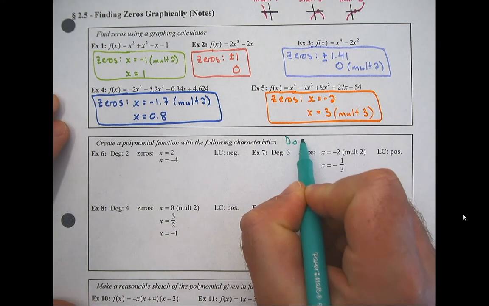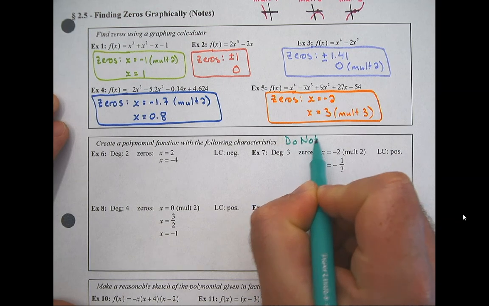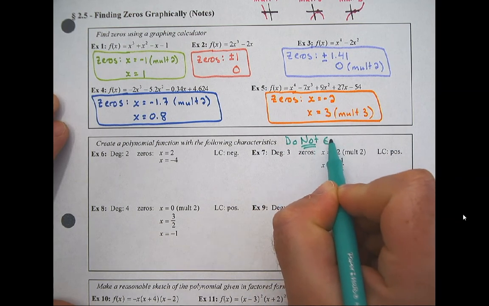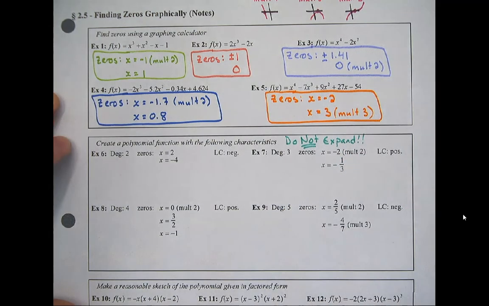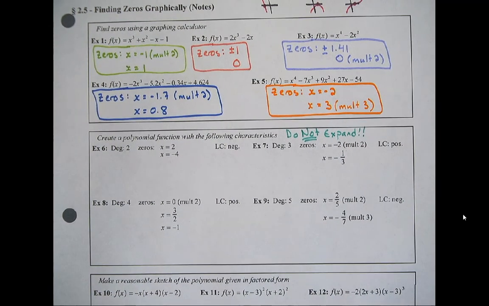Do not expand. Two exclamation points. So your answer should have a bunch of parentheses in it. I don't want you to have to distribute because I don't want to distribute, and I don't want to have to figure out if your distribution was right. All I care about is if you can figure out what the equation could be without expansion.